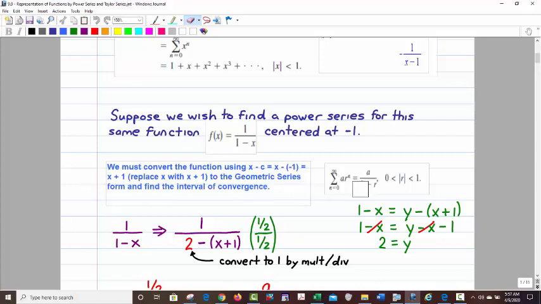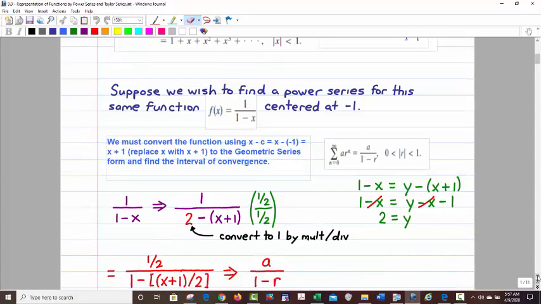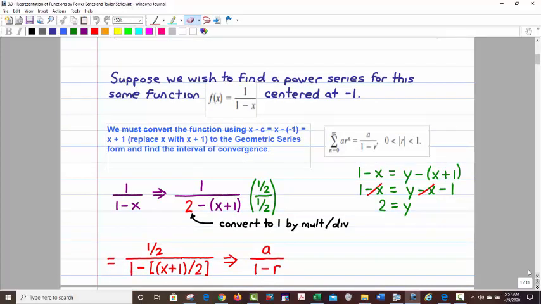And we're still trying to get it over into this a over 1 minus r form here. But we have to do a little algebra to make this work. So what we have to do first and foremost is start with 1 over 1 minus x, and we have to replace x with x plus 1, because that's what centered at -1 is going to mean. Now, it still needs to be minus between the two terms. So I have to solve for the value that will make this bottom expression still equal to 1 minus x.